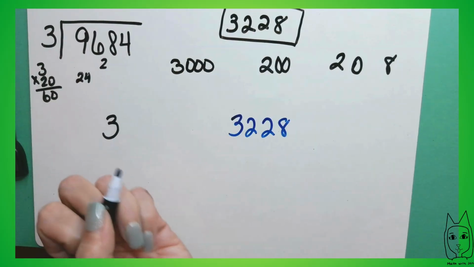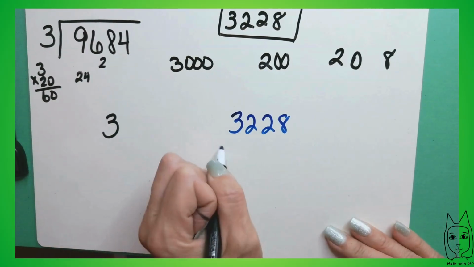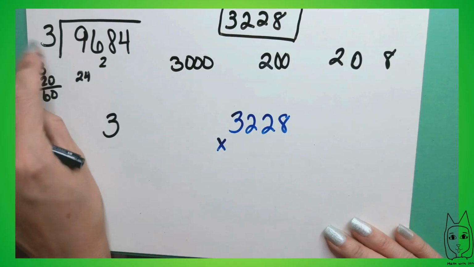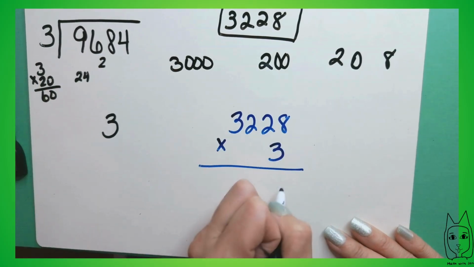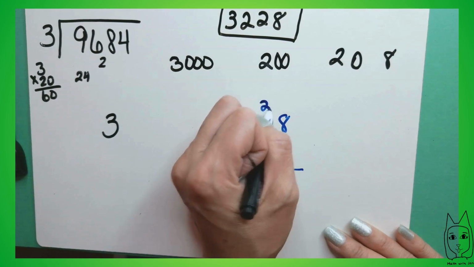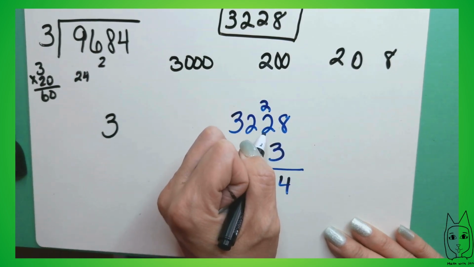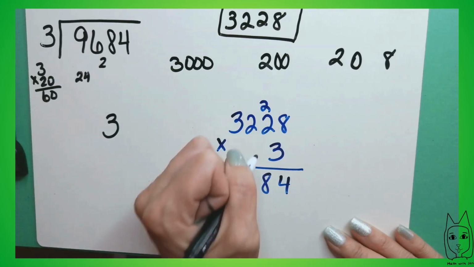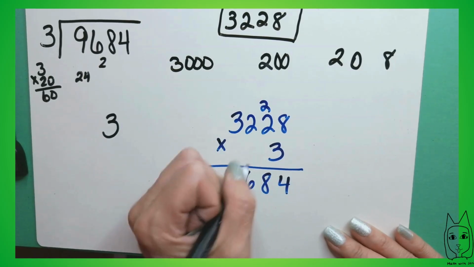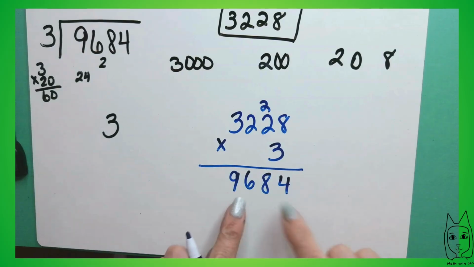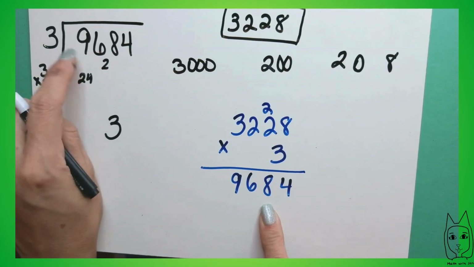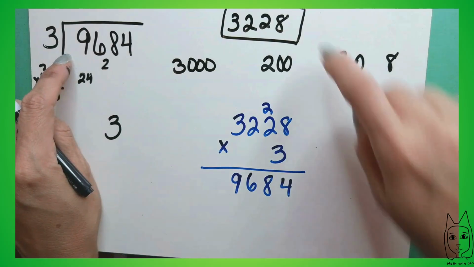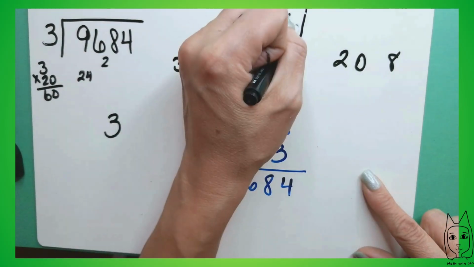I'm going to take my answer and I'm going to check it by multiplying what I was dividing by. And 3 times 8 is 24. Carry the 2. 3 times 2 is 6 plus the 2 is 8. 3 times 2 is 6. 3 times 3 is 9. Got the same answer as what we started with, so I know for sure that this is the correct answer.